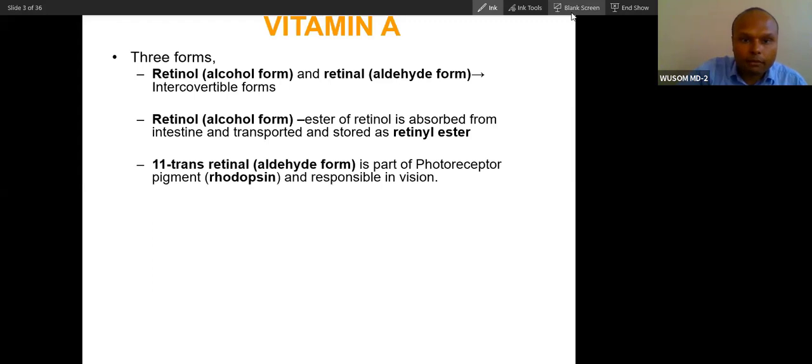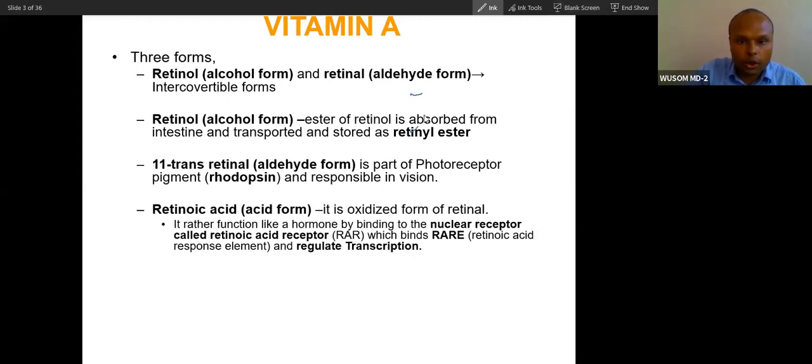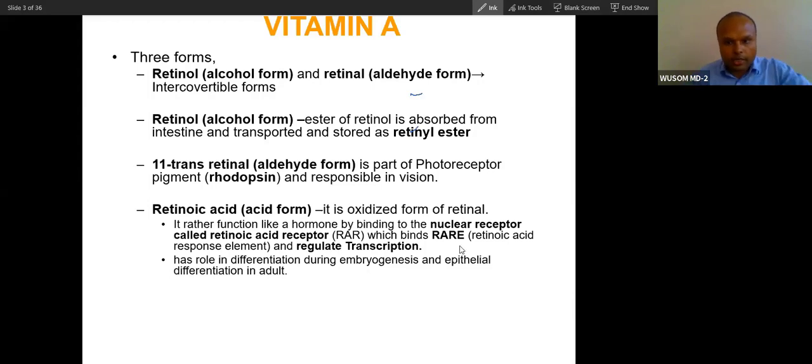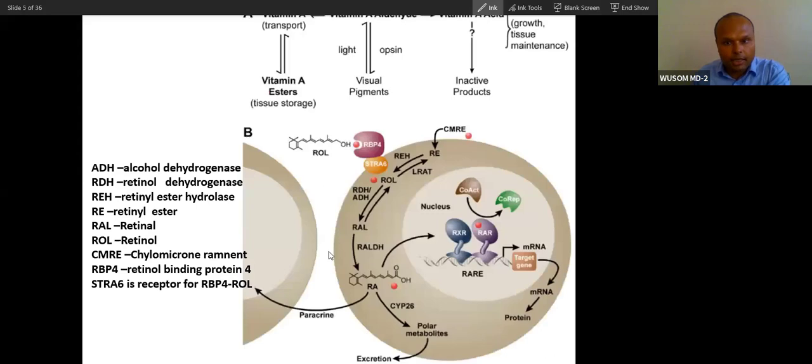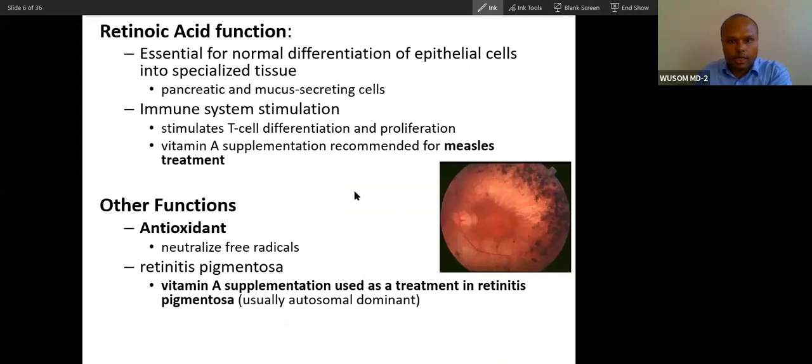So vitamin A, 3 forms you already know. Did you understand these 3 forms? You go and study these 3 forms yourself. For retinoic acid, I have given a detailed picture of how it binds the receptor. You can see these 3 forms are there. One is for tissue storage, one is for vision, and one is for tissue differentiation. Retinoic acid, you can see, is for tissue differentiation. And other functions, if you remember, that's good. If you don't remember, that's also fine.